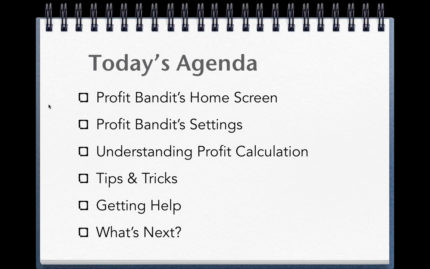And then just as important is understanding all the different settings in Profit Bandit. They can make your profit calculation more accurate. They can make it easier to use Profit Bandit. And they're a great place to start looking if you're having some problems with Profit Bandit. Third thing we're going to look at is our profit calculation and understanding what it means and understanding how to customize it and make it as accurate as it can be for your business.